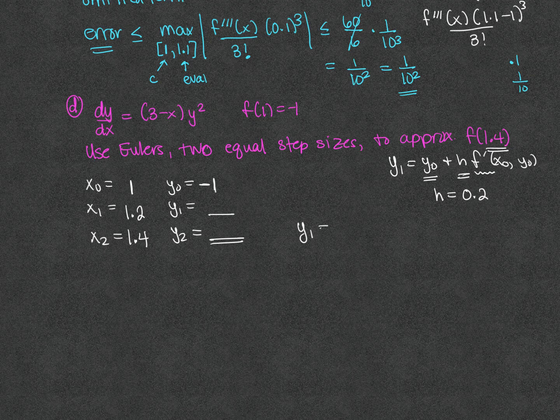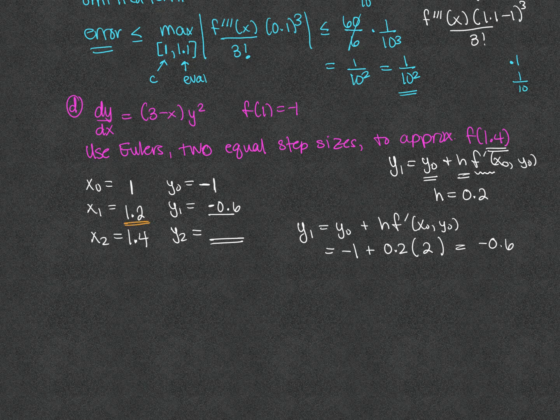So y1 is equal to y0 plus h times f prime at that point. So y0 is -1, h is 0.2. And we already calculated our first derivative in the first part of the problem, and I believe that was 2. So our next point is 1.2, -0.6. And now we have to do this again. But now we're going to use these values.